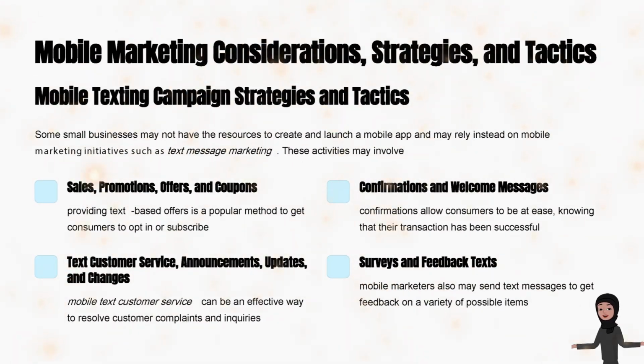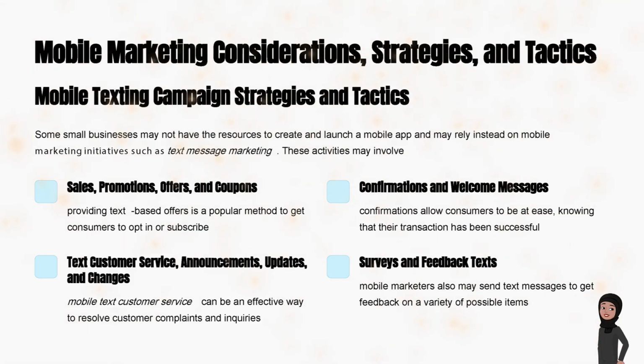Not every organization has the resources to develop and maintain a full mobile app. For many small businesses, text message marketing can be a practical and effective alternative. This slide introduces several common uses for mobile texting campaigns. Texts can be used for sales, promotions, offers, and coupons, which often encourage consumers to opt in or subscribe.